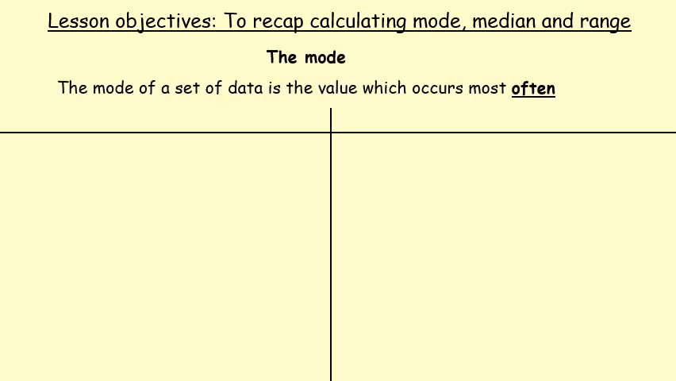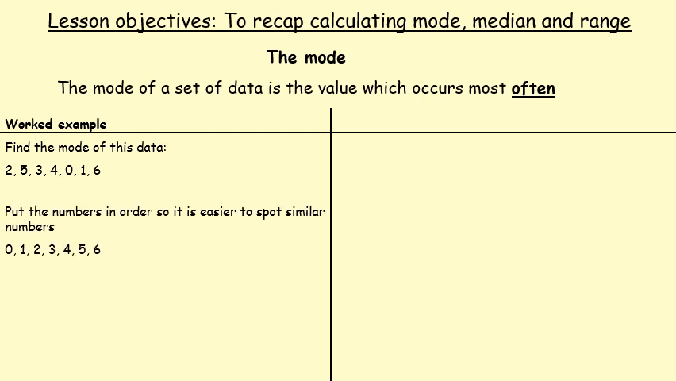I'd like to show you another example of the mode. So on the left hand side we want to find the mode of this new data set. We've got 2, 5, 3, 4, 0, 1, 6. Now following our method from the last slide, we're going to put the numbers in order so it's easier to spot which number appears the most, and we see something strange. We've got 0, 1, 2, 3, 4, 5, 6. Okay, have you spotted it?